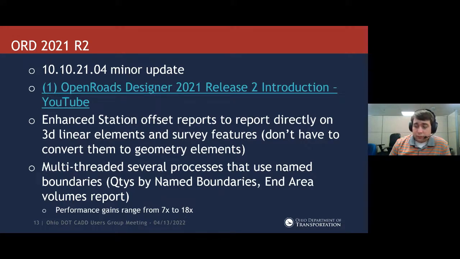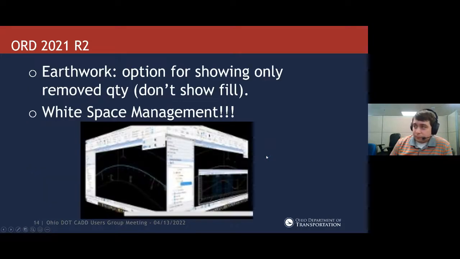They also multi-threaded several processes that use named boundaries. So we should see a lot of things go a lot faster when you're using named boundaries, like quantities or end area volume reports. Bentley has claimed gains ranging from 7 times to 18 times in performance. So that's a little tidbit for you. You guys might see that go faster.